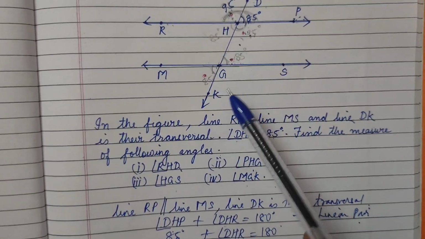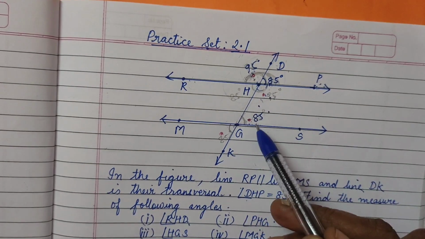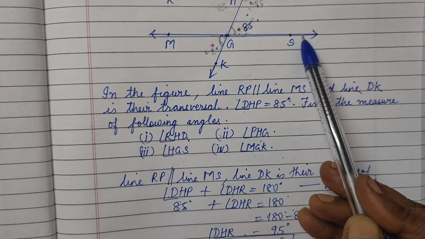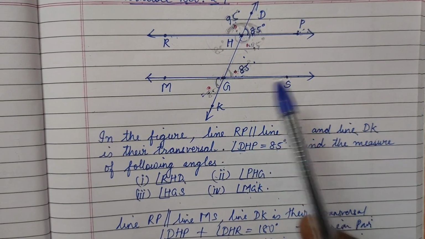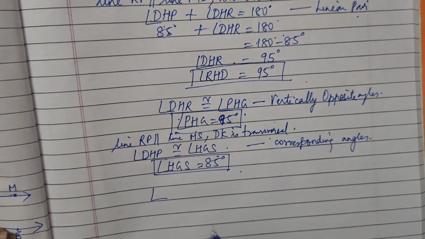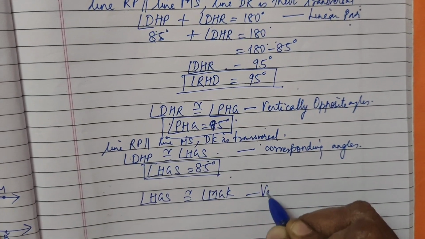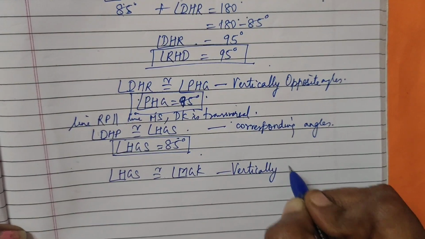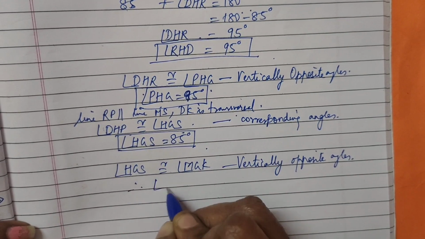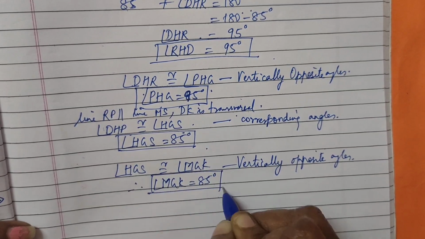Let's go for the last one. See, this is 85 degrees. We have just found out this is 85 degrees, so what will this be? This is also 85 because of vertically opposite angles. What is its name? HGS. I repeat, HGS is congruent to MGK. So this is vertically opposite angles. So I am writing this. Once I have written this, I can write therefore MGK is also 85 degrees. So we have found the fourth one also.